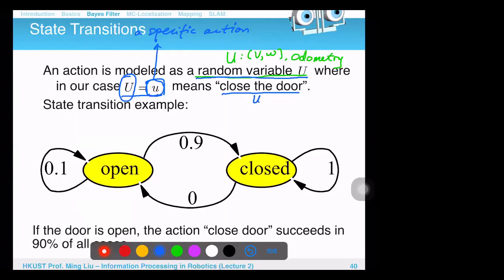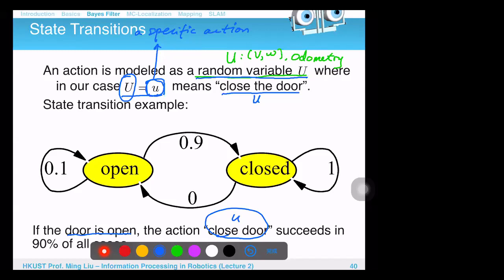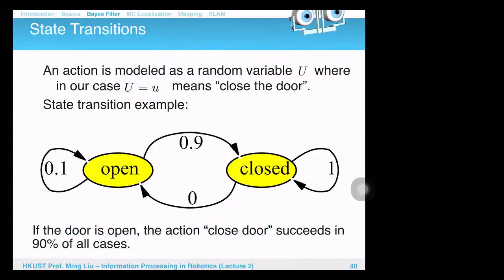And when you apply this action, there is a possibility that it may fail, right? It may fail, and sometimes it will succeed. And it depends on what? It depends on the previous state of the door. If the door was previously open, then this action, small u, will succeed in 90% of all cases.